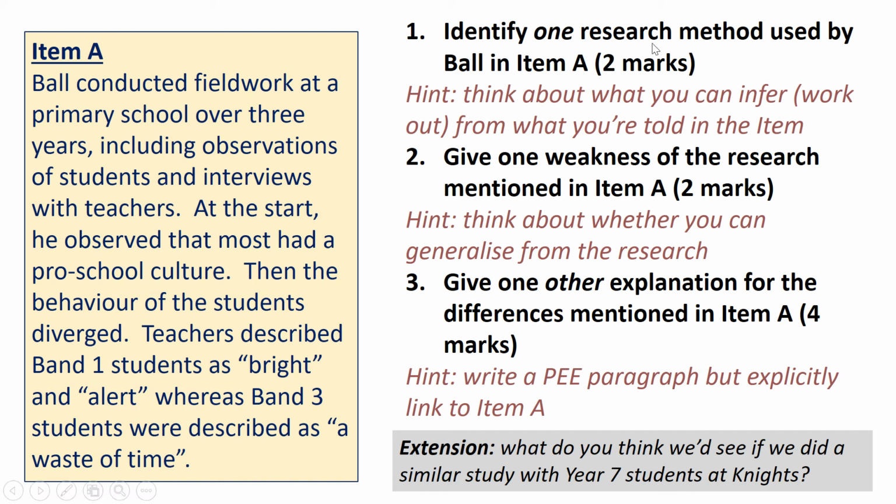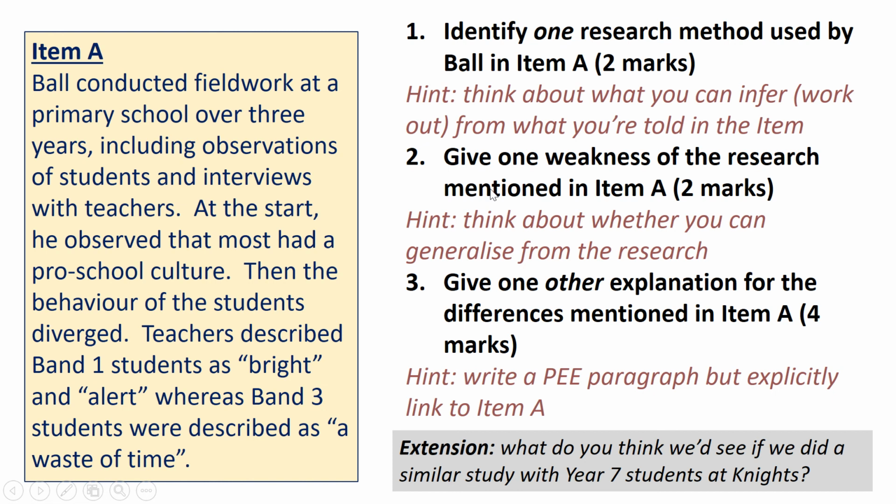Okay, so what research method did he use? He used observations of the students. He observed them having a pro-school culture. He observed the behaviour of the students, hoping you can infer from that these were non-participant observations. Ball did not join in with the class in the primary school and pretend he was a primary school student. So can you identify that it was non-participant observation?